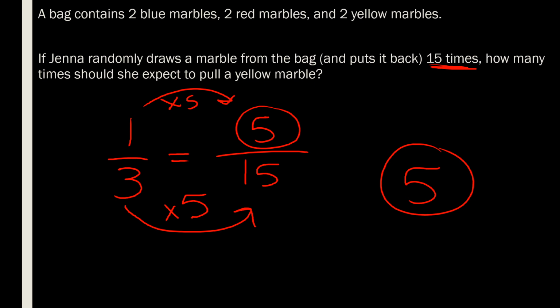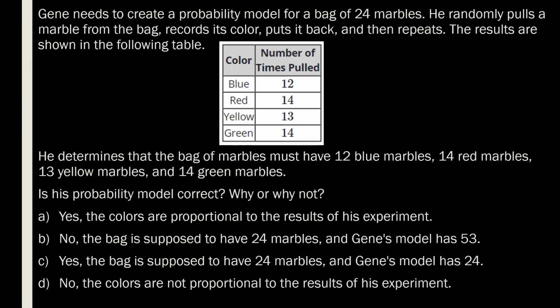We'll do more examples like this, don't worry, so you'll see it again. Our next question, Gene needs to create a probability model for a bag of 24 marbles. He randomly pulls the marble from the bag, records its color, puts it back, and then repeats. The results are shown in the following table. He determines that the bag of marbles must have 12 blue, 14 red, 13 yellow, and 14 green marbles. Is his probability model correct? Why or why not?